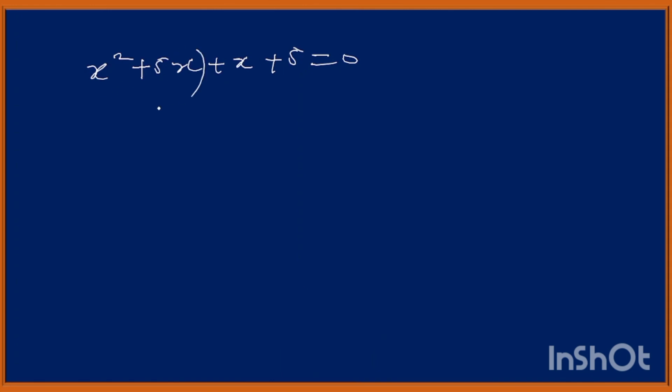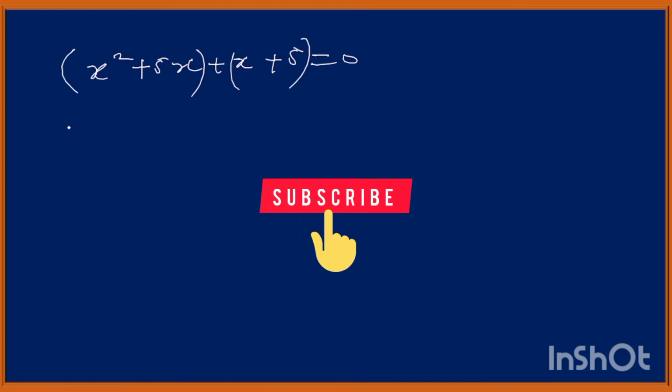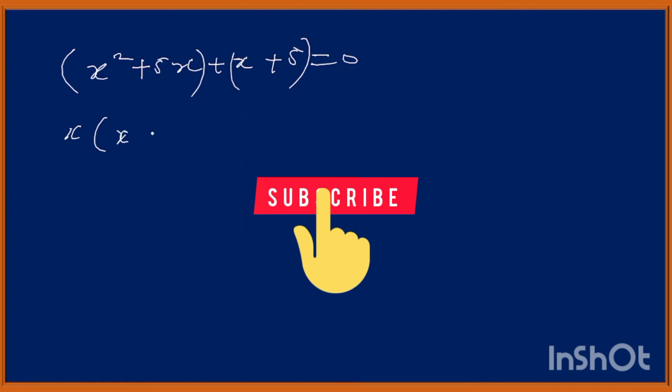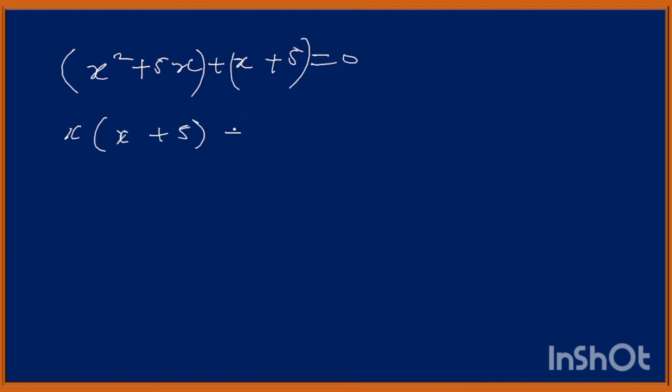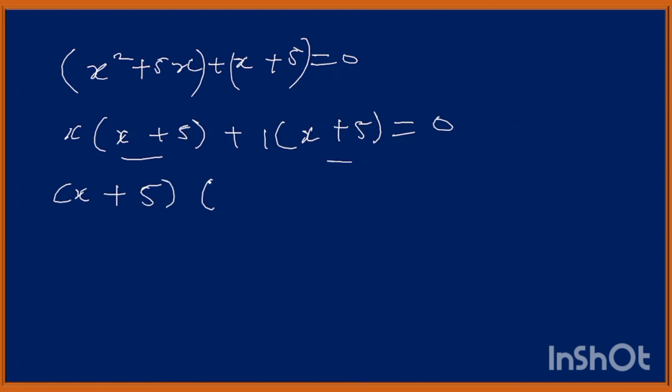So we group this guy, we group this guy. What is common? X is common, so we have x plus 5 here. What is common? 1, so we have x plus 5, and that is equal to 0. So these are the same, we pick one of it, that is x plus 5, and then we take this guy and this guy, that is x plus 1 is equal to 0. So now this is the step.